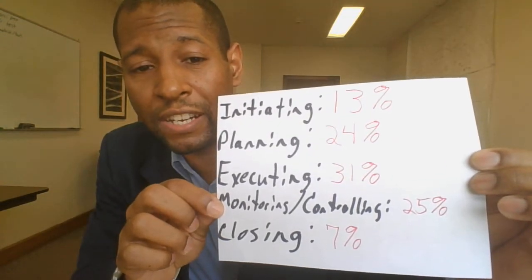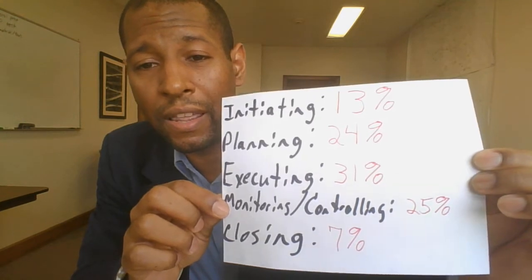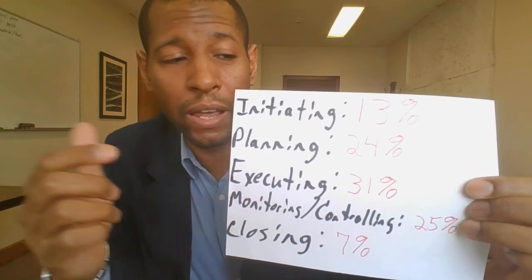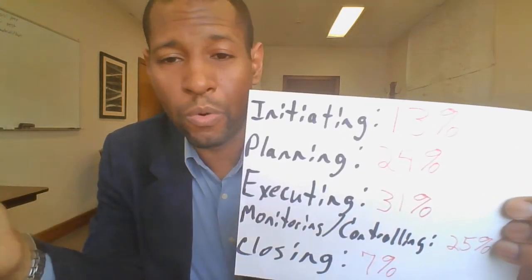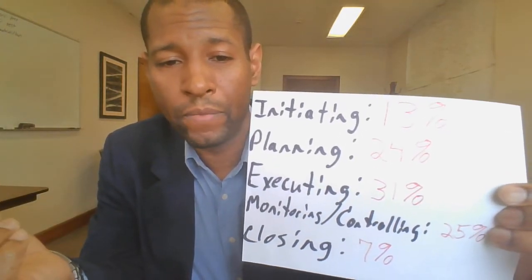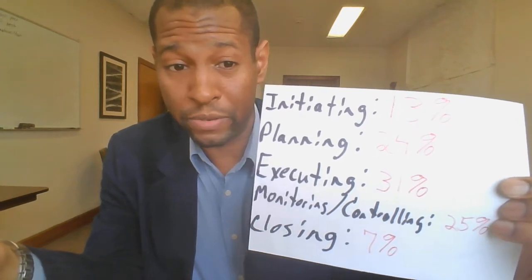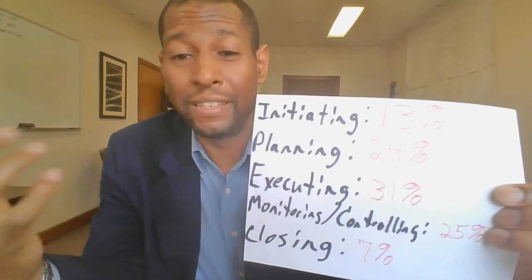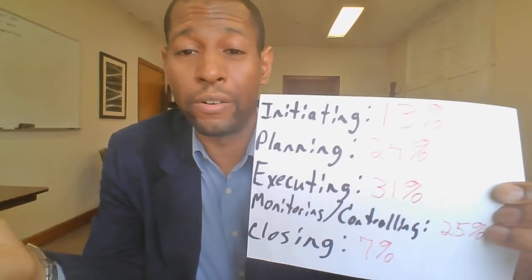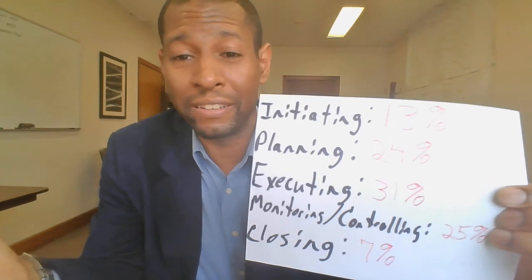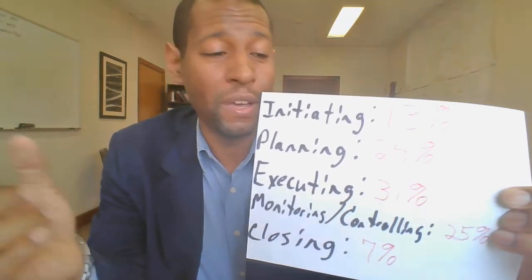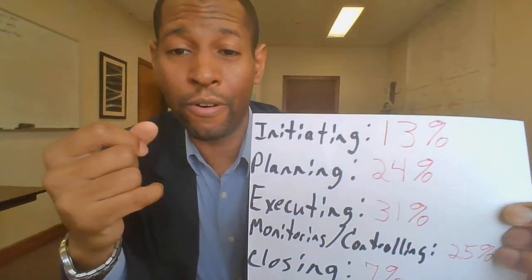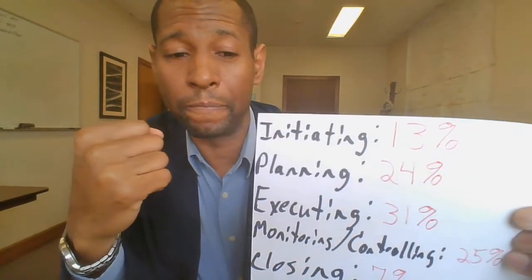This is the percentage of questions that are on the test. So initiating 13%, planning 24%, executing 31%. A lot of people will say, well, 31% is executing, that's what you should focus on the most. To that, I say, if I only know 1/3 of anything, I don't know anything. So another way to look at that is, well, why don't I focus on 50%? 24, roughly 24 plus 25%.